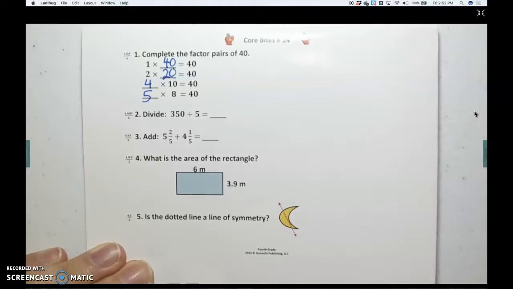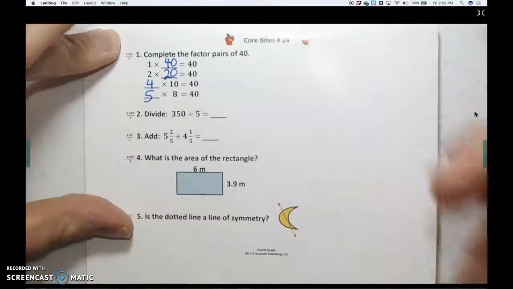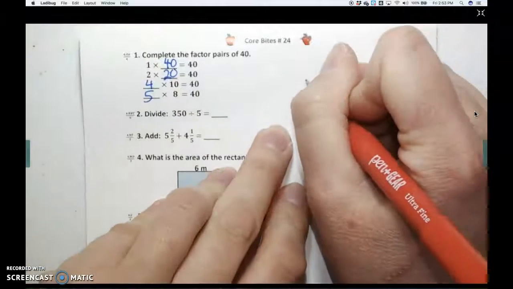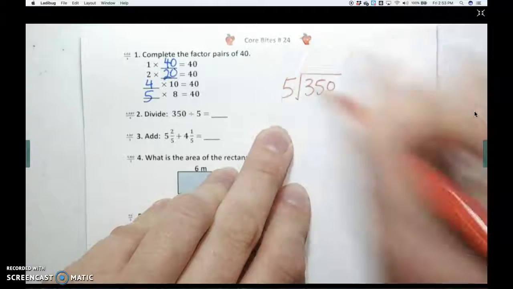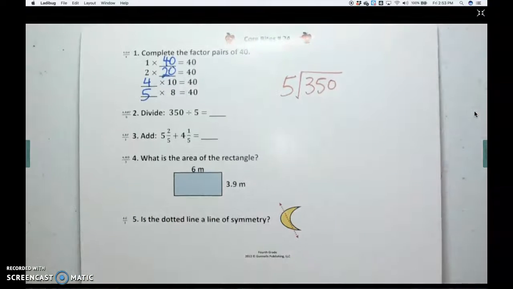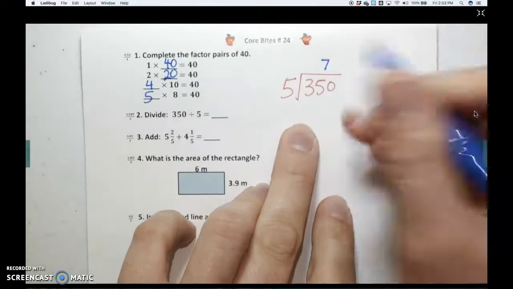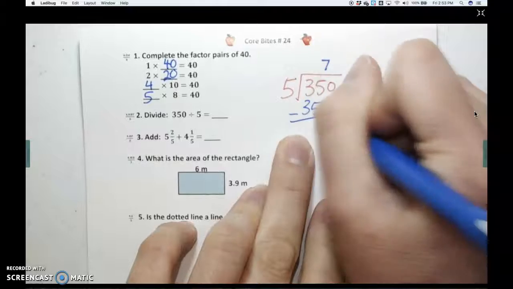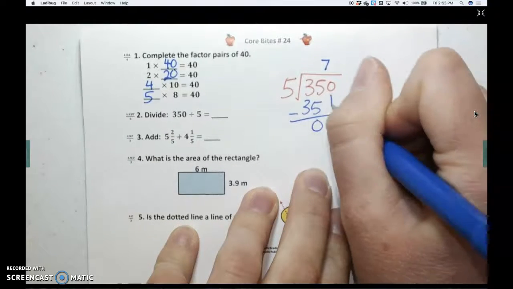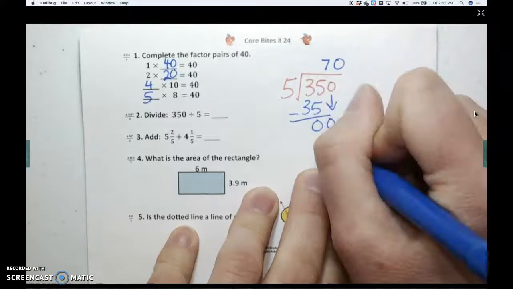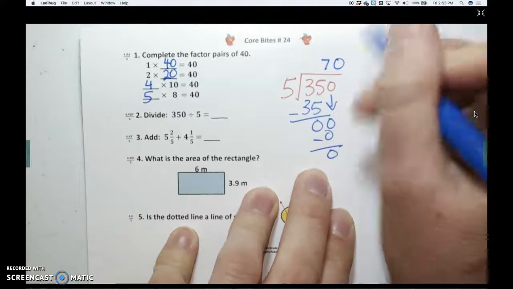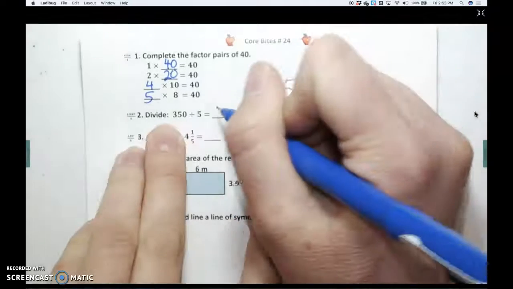So number 2, it asks us to divide. So we have the number 350, and we're going to divide by 5. Okay, so whenever we do that, we know that 5 cannot go into 3, but we know that 5 can go into 35. So 5 times 7 gives you 35. 35 minus 35 is 0. Bring down your 0. 5 will go into 0 0 times. 5 times 0 is 0, so you have no remainder. So your answer is 70.